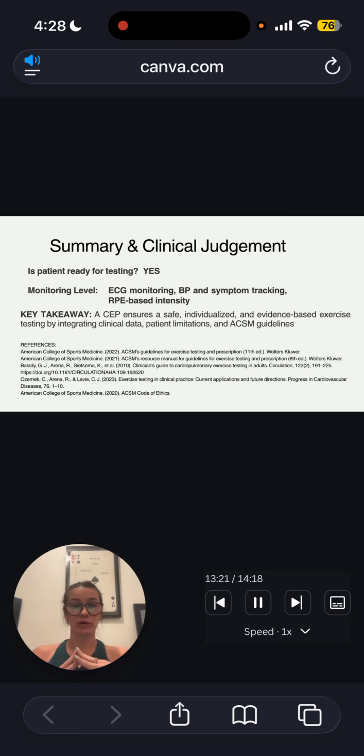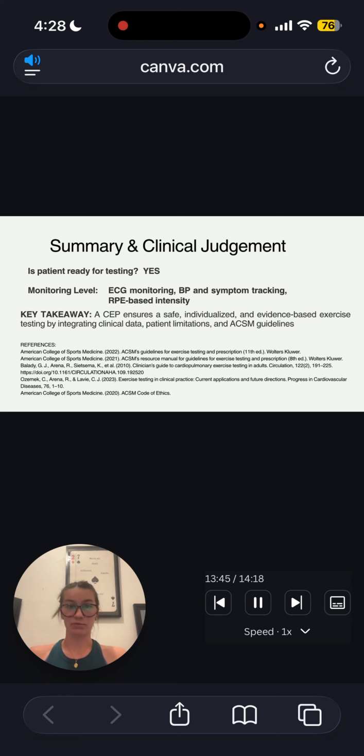So, is our patient ready for testing? Yes. Again, I want it to be monitored with an ECG and with medical staff. Like the monitoring level, we want to make sure his BP, his blood pressure, and his heart rate and all the symptoms are tracking. We'll get his symptoms before the test, how he's been feeling that week, that day, his symptoms during, and his symptoms after, as well as all the vitals.